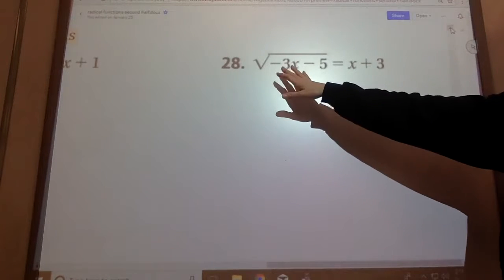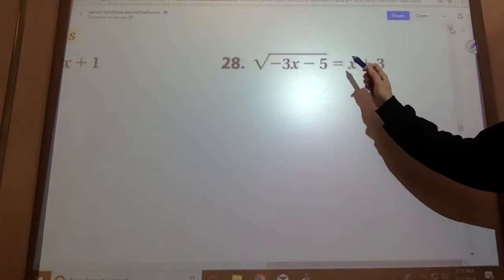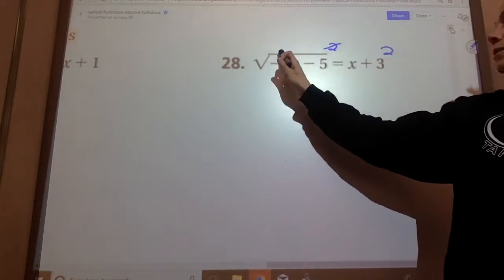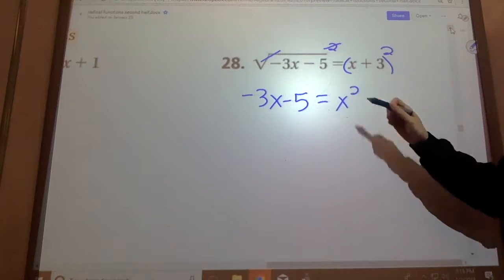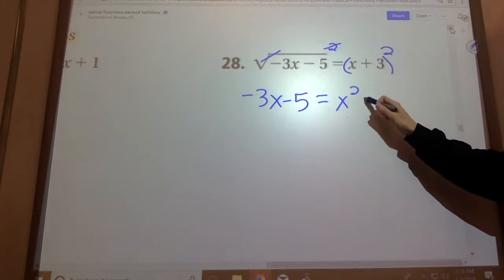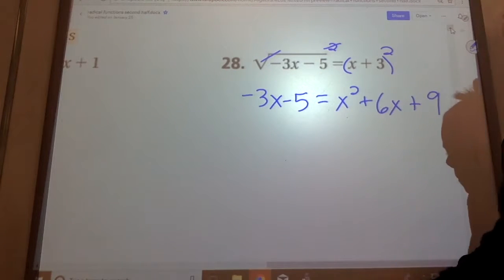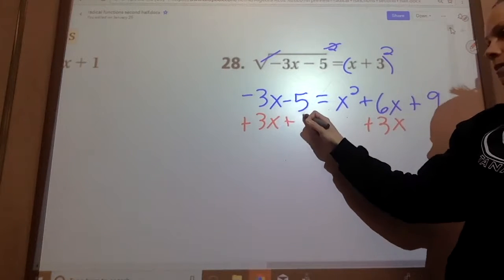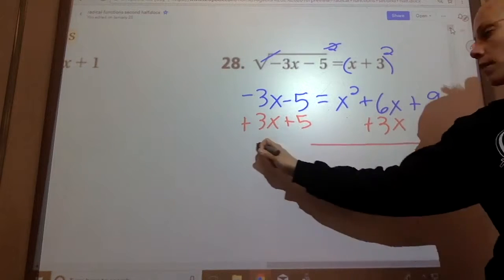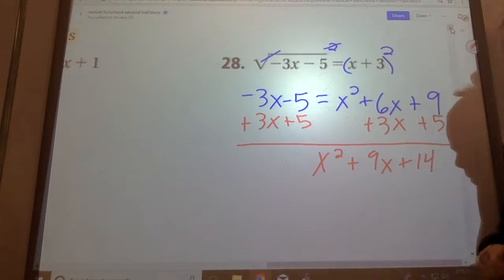So again, my radical is isolated. All I have on the left side is the square root. So I'm going to raise both sides to the power of 2. Good. That crosses that off. And then we can square the first, take the first times second times 2, square the last. It's quadratic, so we need all of the terms on one side. So add 3x, add 5. So I get this quadratic.